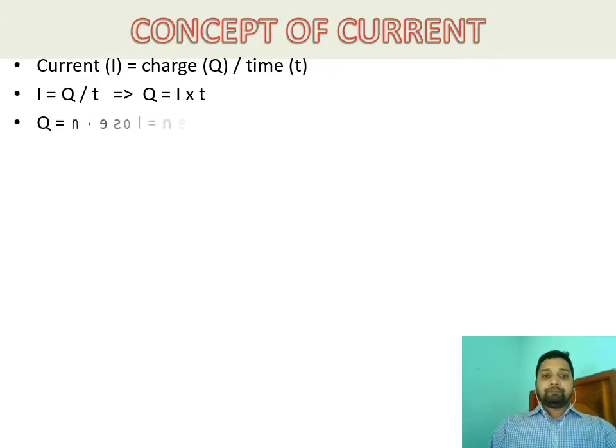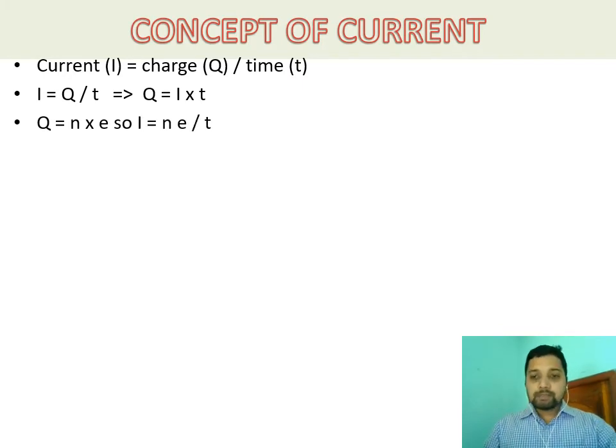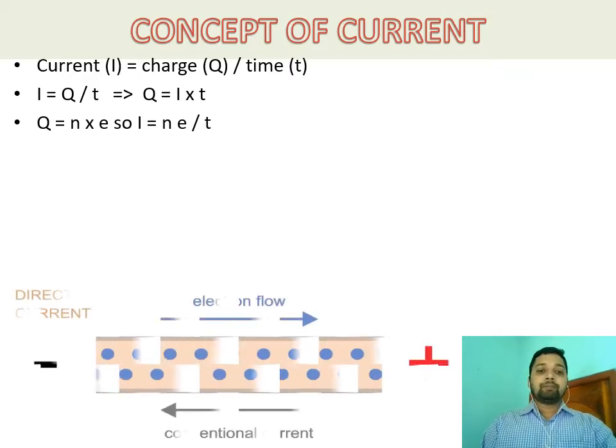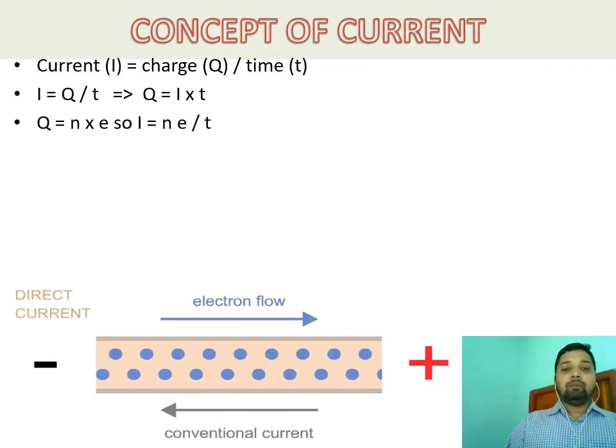As we know that Q, the amount of charge, means the number of electrons or number of charge particles moving through the conductor, into the charge of one charge particle. So Q equal to N into E, where N is the number of electrons and E is the charge of one electron. And we'll get I equal to Q by t, that means N into E by t.